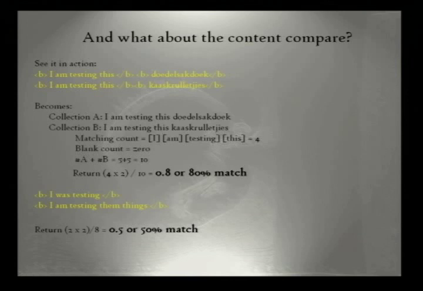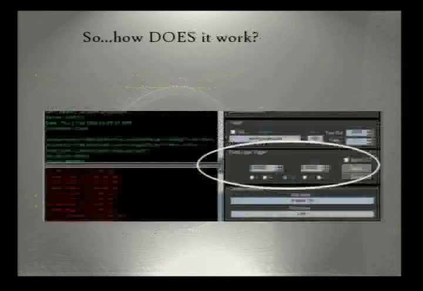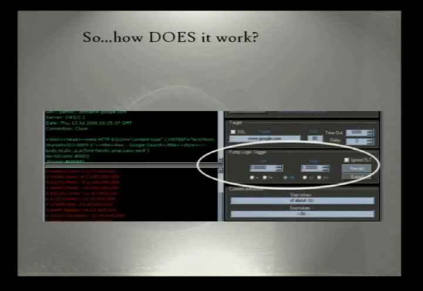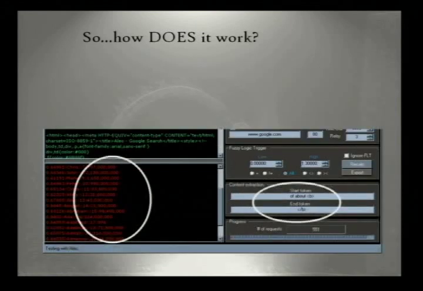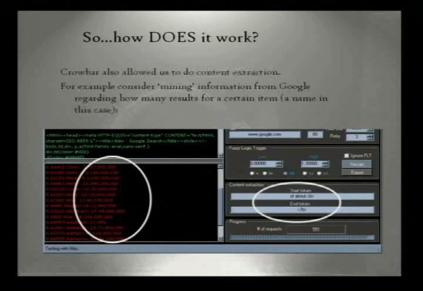It's nothing like super fuzzy neural networks. It's just kind of easy. Okay, so with this, in Crowbar we have the ability to set a fuzzy logic trigger level, which says if the compare is below this particular level, then put that in your results. You'll see how it works just now. In Crowbar, we also did some content extraction.